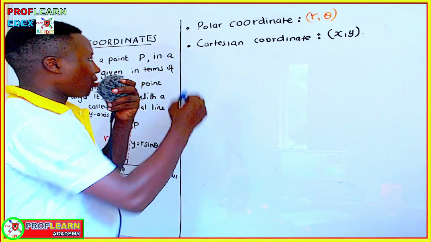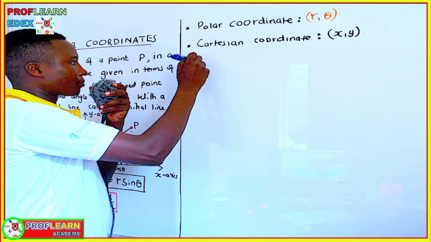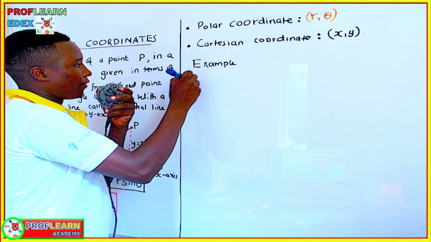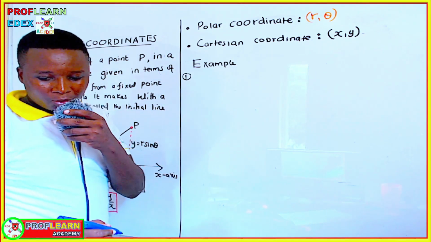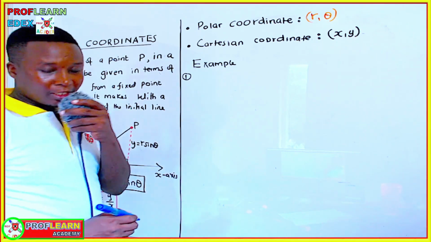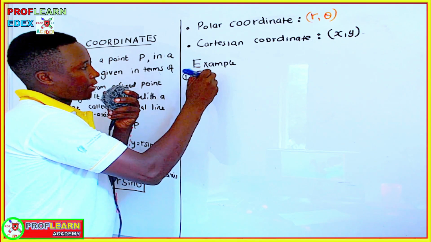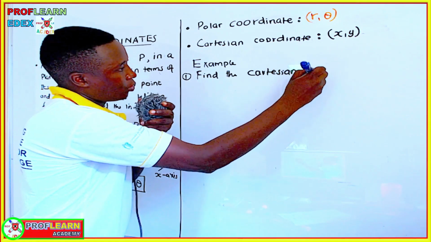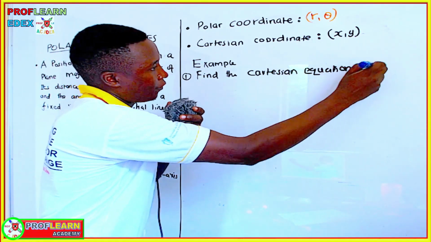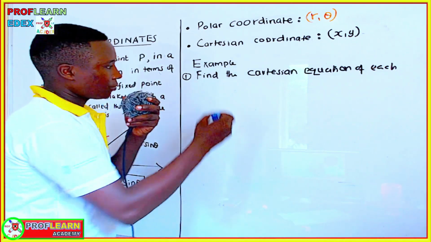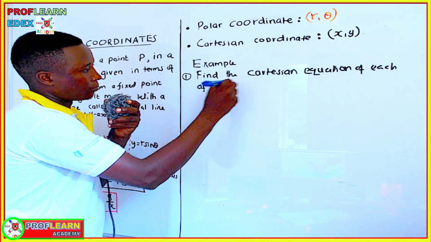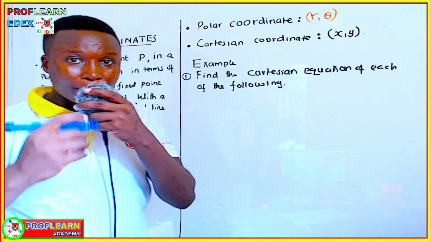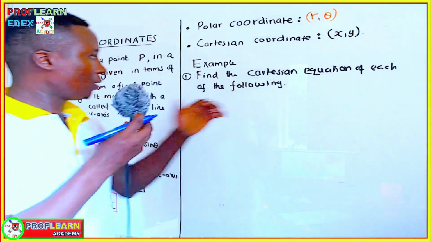The first area I want us to work out, we need to go straight to the example. In the first set of examples, we are told to find the Cartesian equation of each of the following. Which means we are going to be given the polar equation, and then you are supposed to convert it to the Cartesian equation.